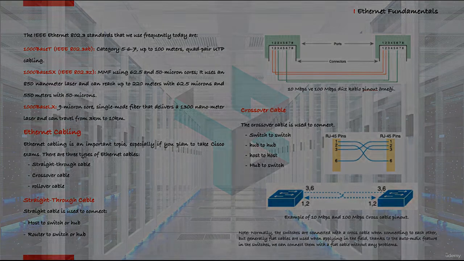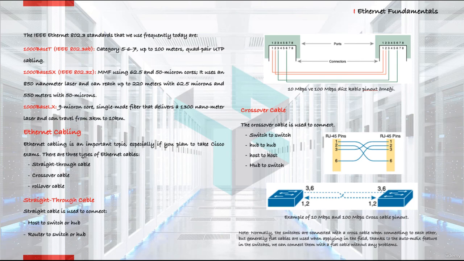Hello everyone, the subject of our lesson is Ethernet cabling. There are 3 types of Ethernet cables. The first type is straight cable, the second type is crossover, and the third type is rollover cable. We use rollover cables as Cisco console cables, and we use straight cables when connecting a host to a switch or hub, and we use straight cables when connecting a router to a hub.